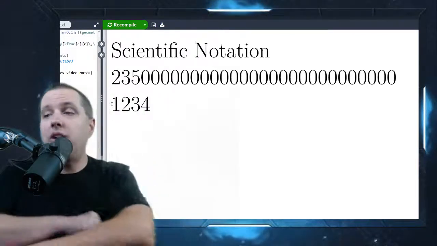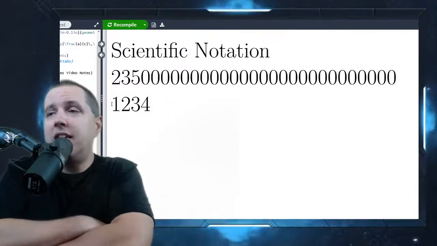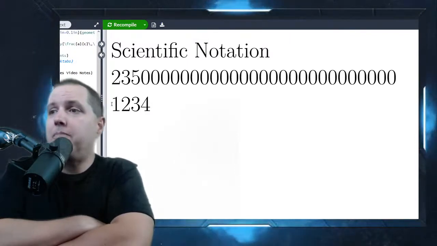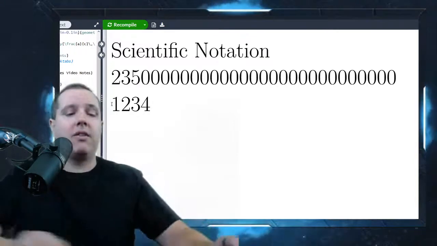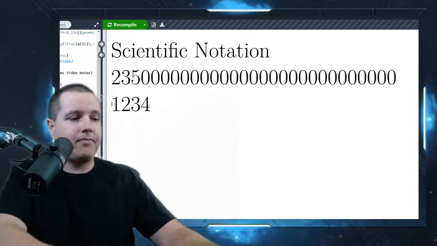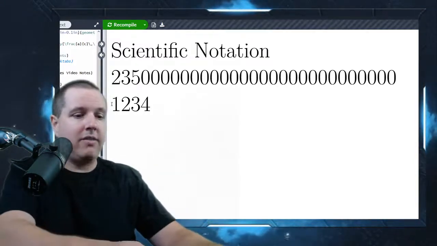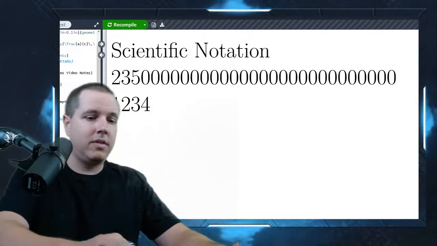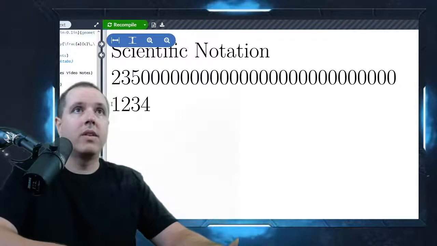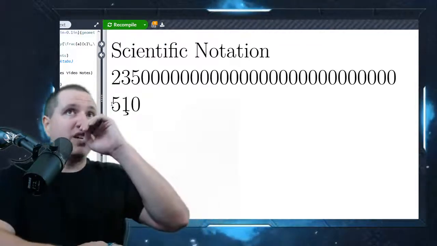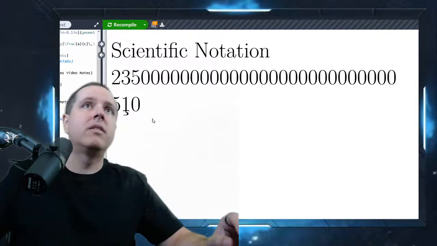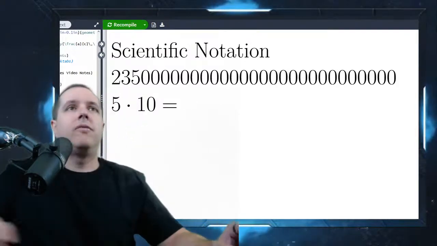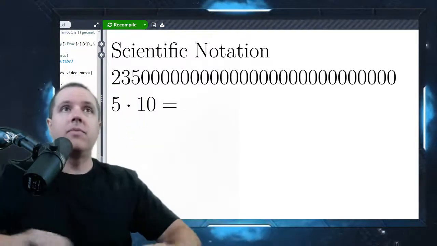Okay. So what that also means is if we move the decimal in a number, that's the same as multiplying or dividing that number by 10. Right? Think of it, if I take 5 times 10, 5 times 10 equals 50.